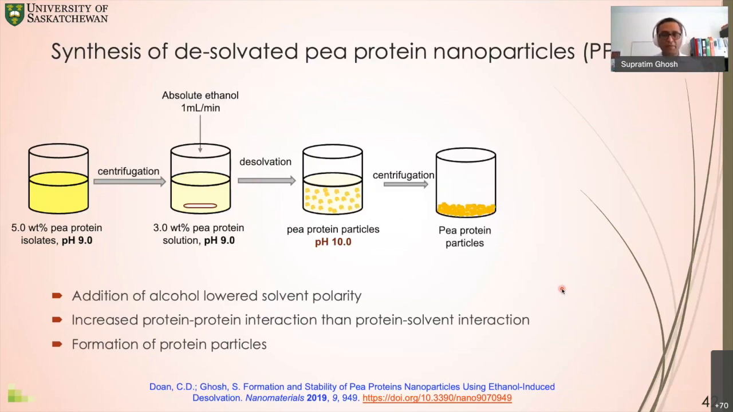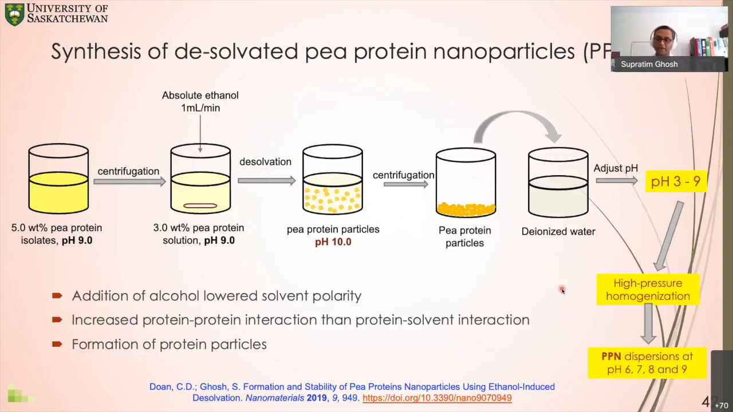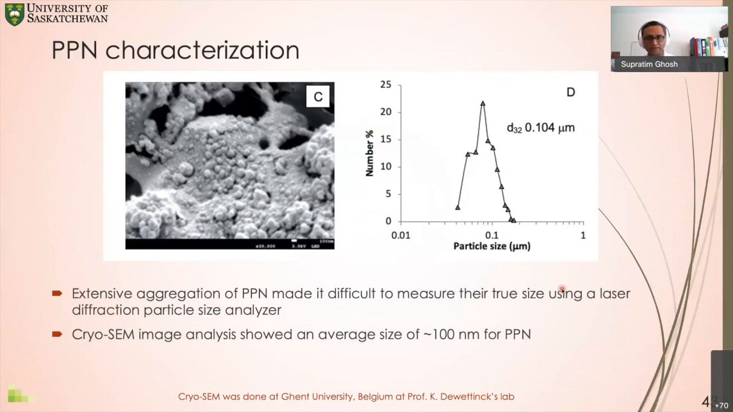We precipitated the particles, took them, and then dissolved them in deionized water, adjusting the pH from 3 to 9, and homogenized them. We found that at pH 6, 7, 8, and 9, the pea protein particles were a highly stable dispersion with high charge. We then used the pea protein nanoparticle dispersion at those 4 pH values and made oil in water emulsions.